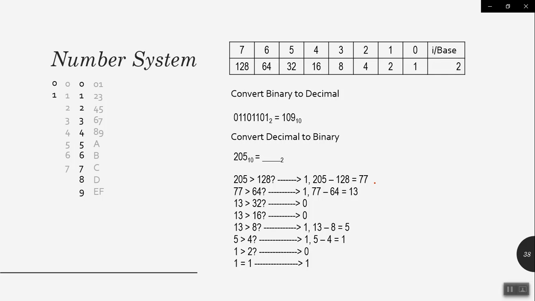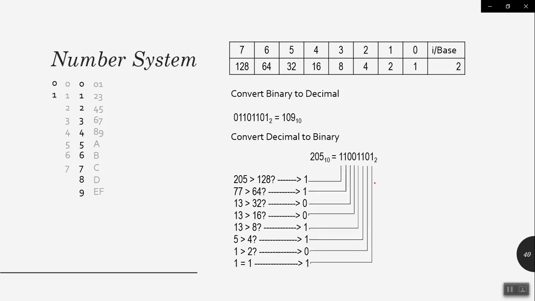Is 1 greater than 2? No. So we will annotate 0. And then we will just bring down 1. And since this is a special case, which is 1 is equal to 1, we will just annotate 1 at the last part. So after getting these annotations, we can now rewrite our answer, just like this. So that's how we got our binary number out of the decimal number.